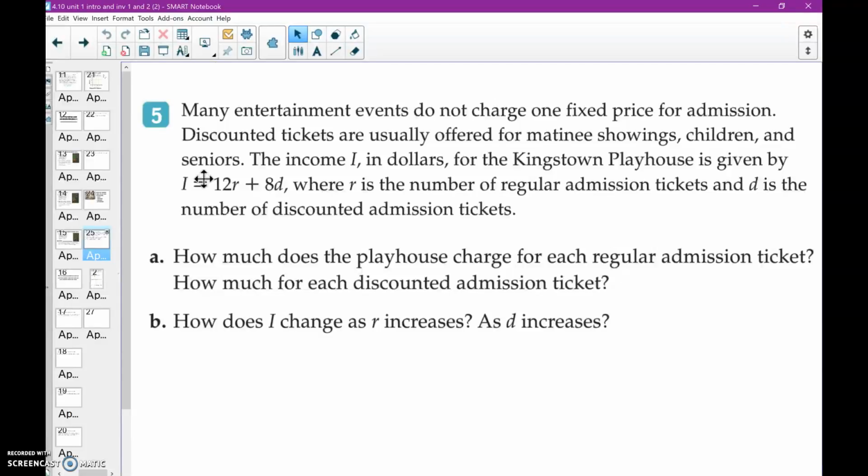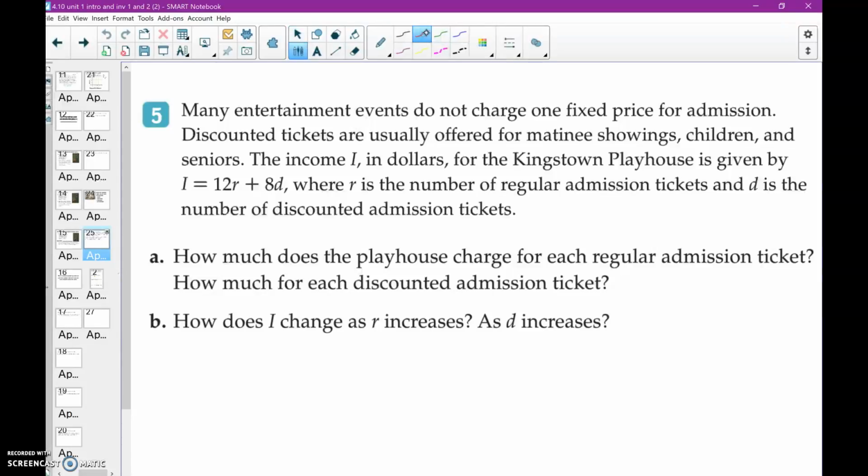So it says, many entertainment events do not charge one fixed or constant or unchanging price for admission. Discounted tickets are usually offered for matinee showings, children, and seniors. The income I in dollars for the Kingstown Playhouse is given by I equals 12R plus 8D, where R is the number of regular admission tickets and D is the number of discounted admission tickets.